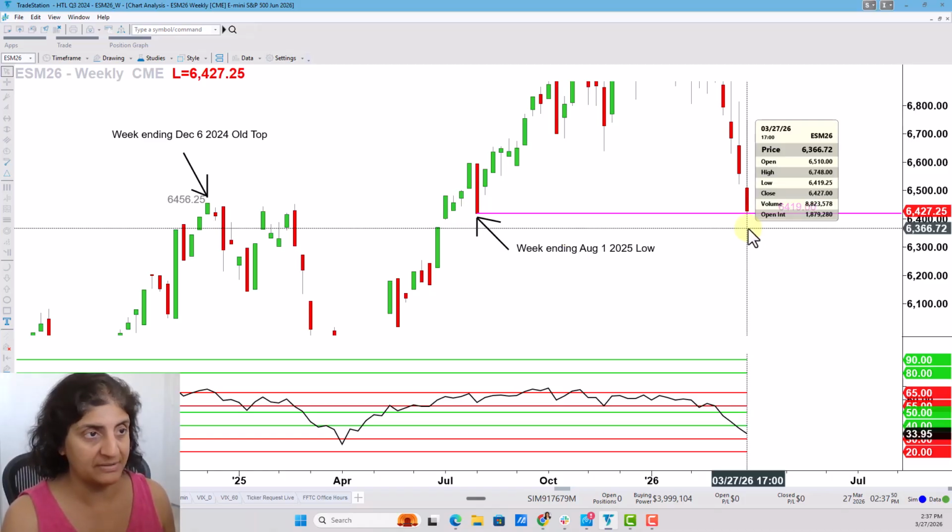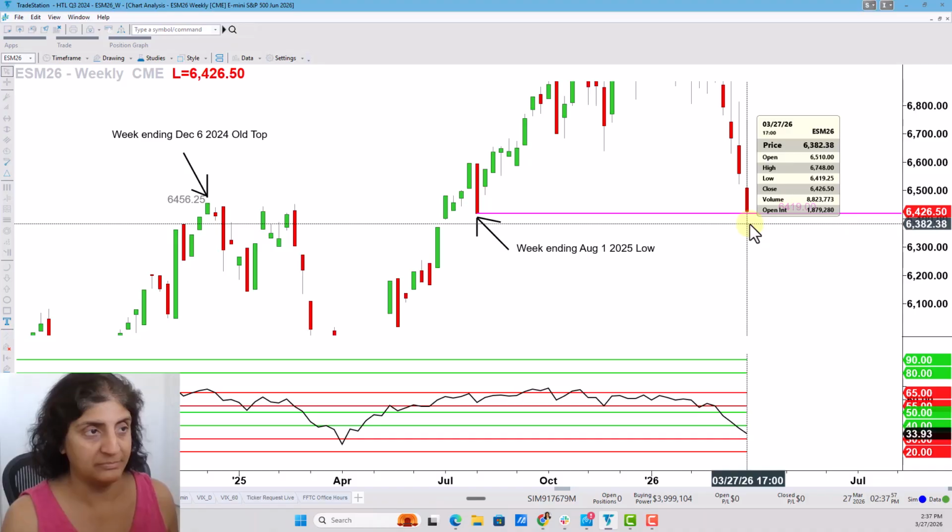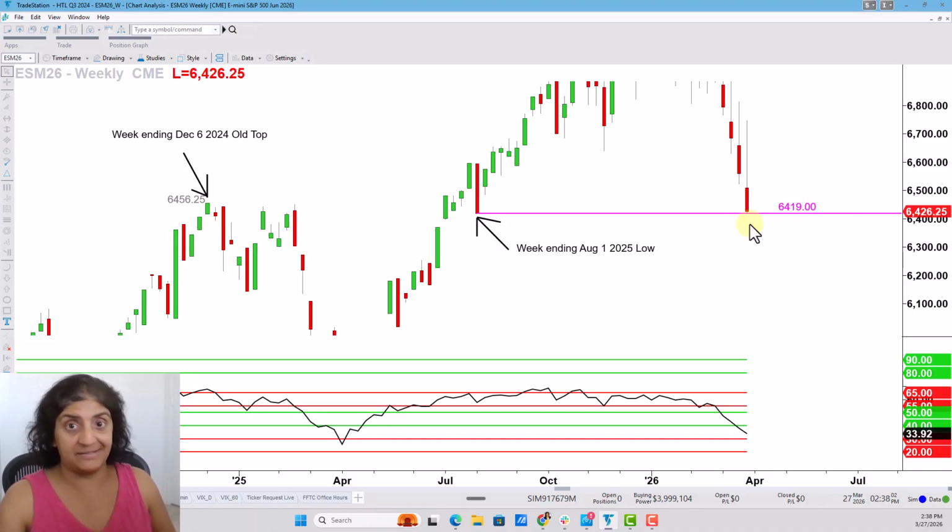What's more significant is look at this, guys, 6419.00. That was my downside target. Right now, as of this moment, we're hanging out at 6419.25. It's so far very short-term respecting the level.